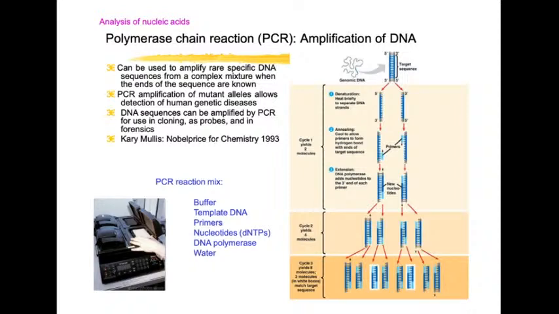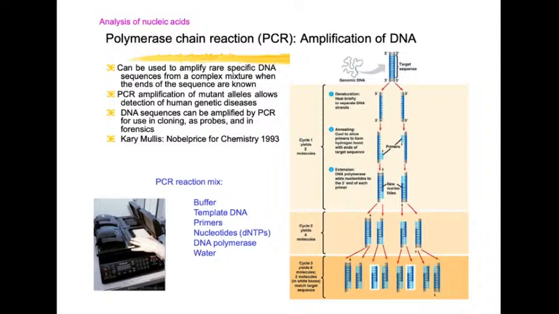The first technique that we will be dealing with here is PCR, polymerase chain reaction, which means amplification of DNA. It can be used to amplify rare, specific sequences. We just take one sample, any DNA sample, and we increase its copies in millions. So if we know the sequence, we can create a longer sequence of that.